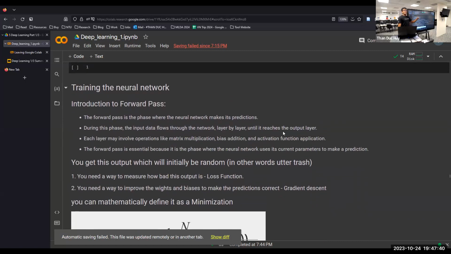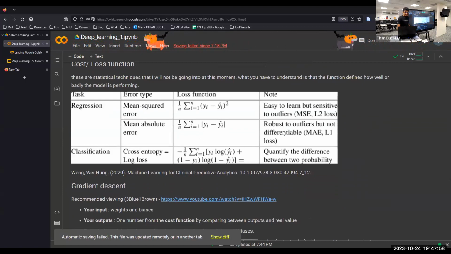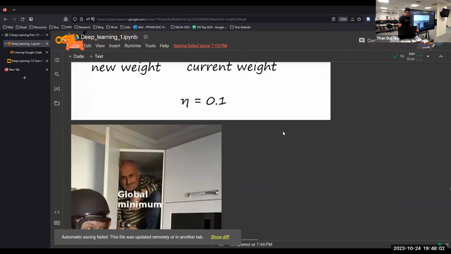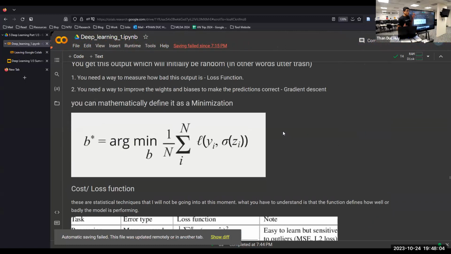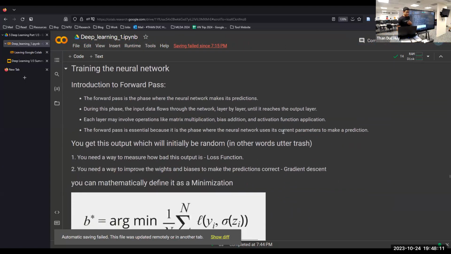Okay, so we accomplish this task by training the neural network. First of all, what we will be talking about is the forward pass, and then we will be talking about the cost function / loss function, and then gradient descent, and backpropagation and so on, which is all under training the neural network.